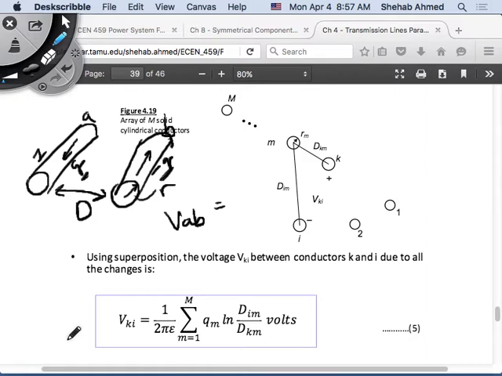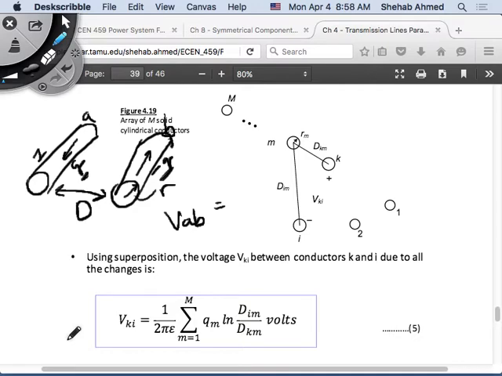But R is not even in the equation, right? Which symbol represents R? D. D is the distance between them, right? What is K? K is, for example, conductor A. If it's A, can you have a DKK or not? K is one of the conductors in space. What is DKK? DAA.